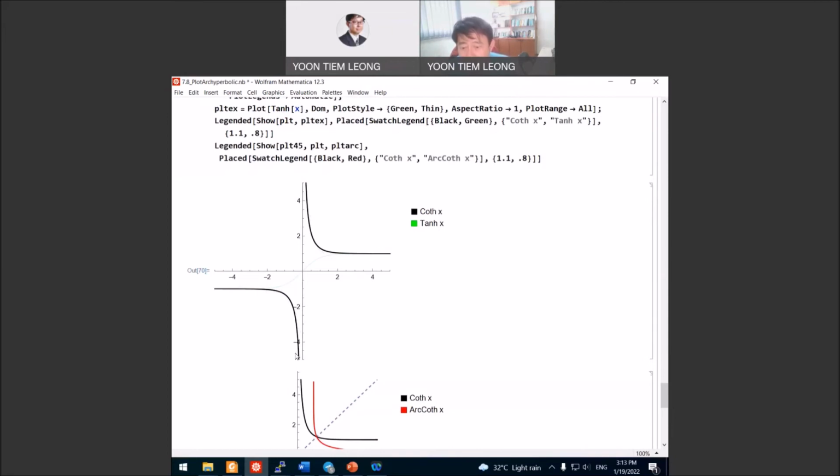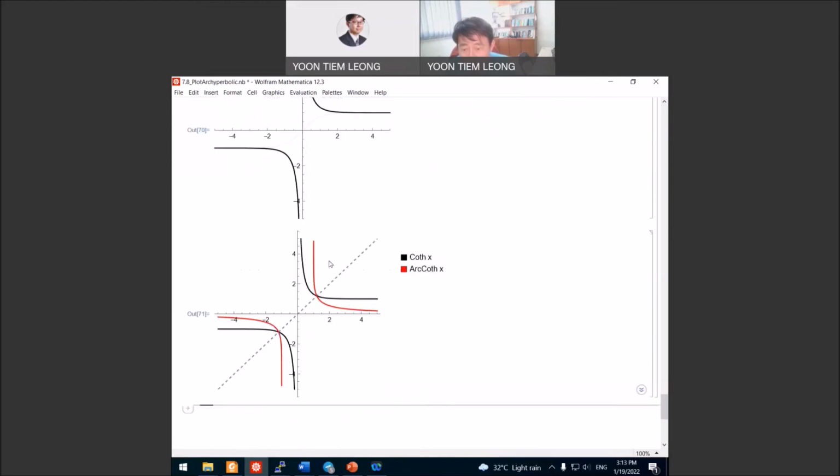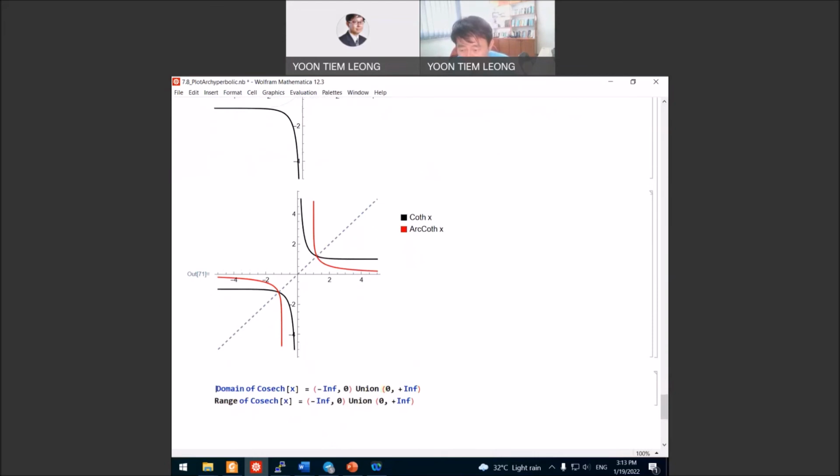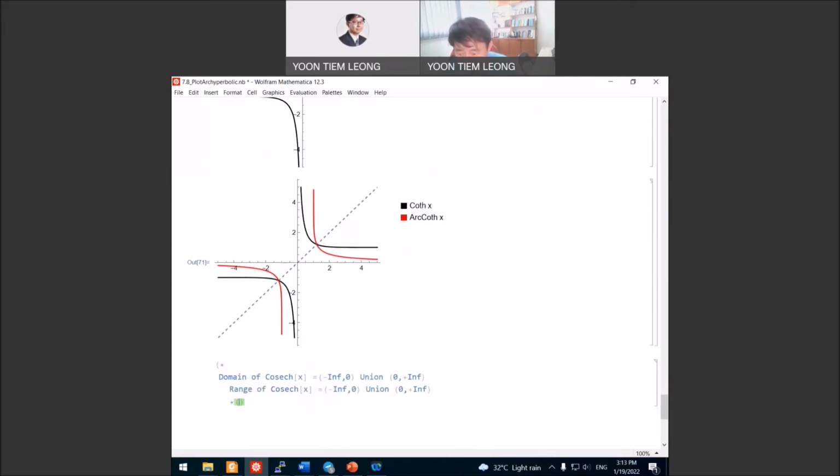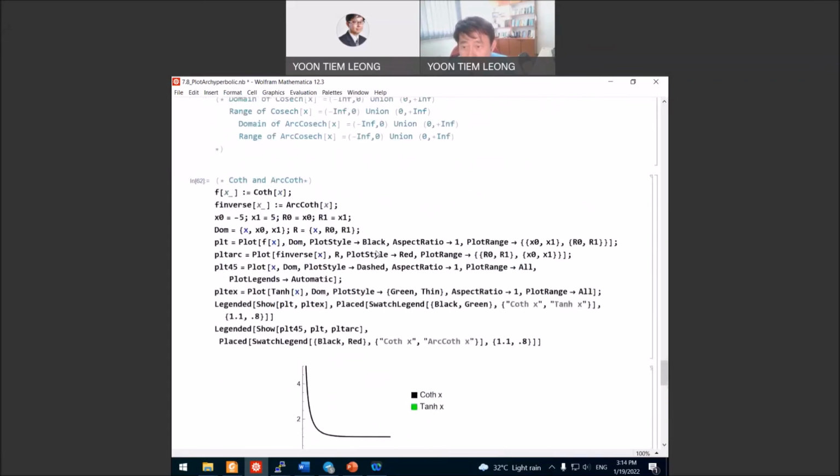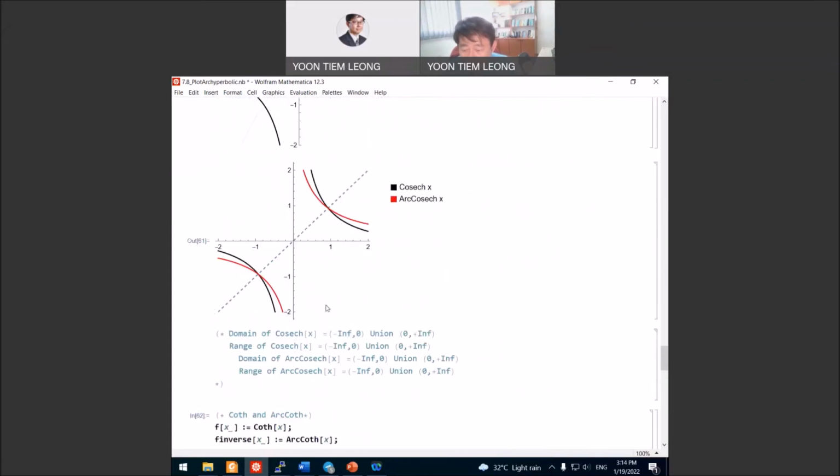Therefore, you don't need to limit the range or the domain of the hyperbolic cotangent function. So it will still be one-one. And here, the range and domain of the hyperbolic cosecant function is still the same. So let me write it down. I think it's exactly the same as that for the previous case, the case for the hyperbolic cosecant.